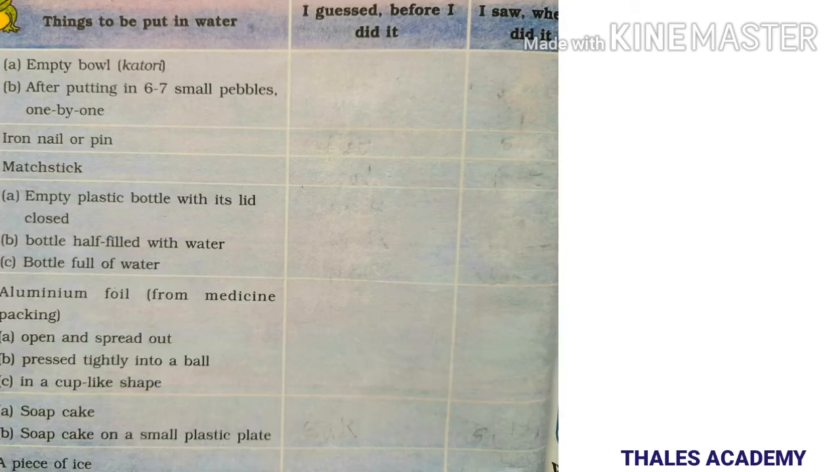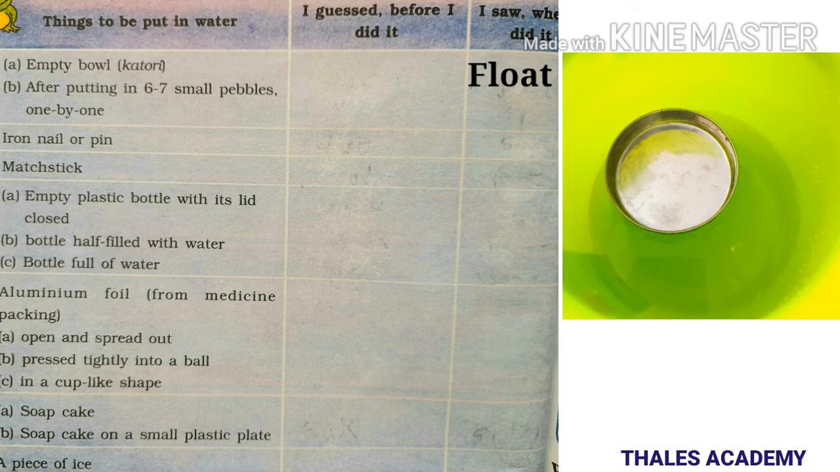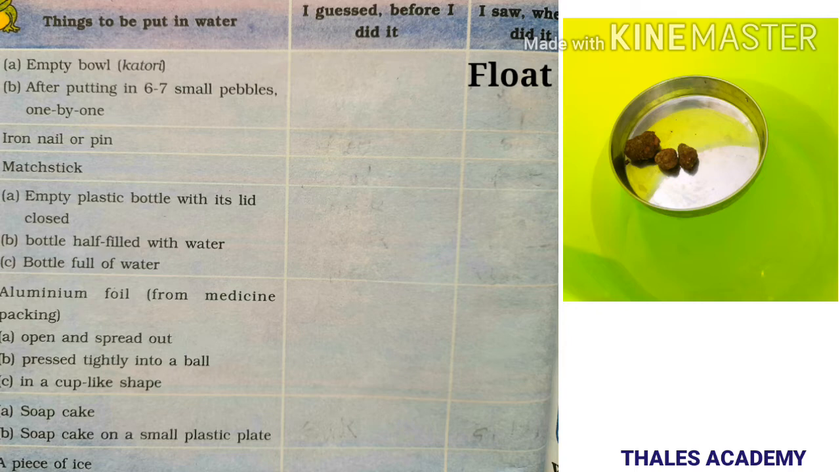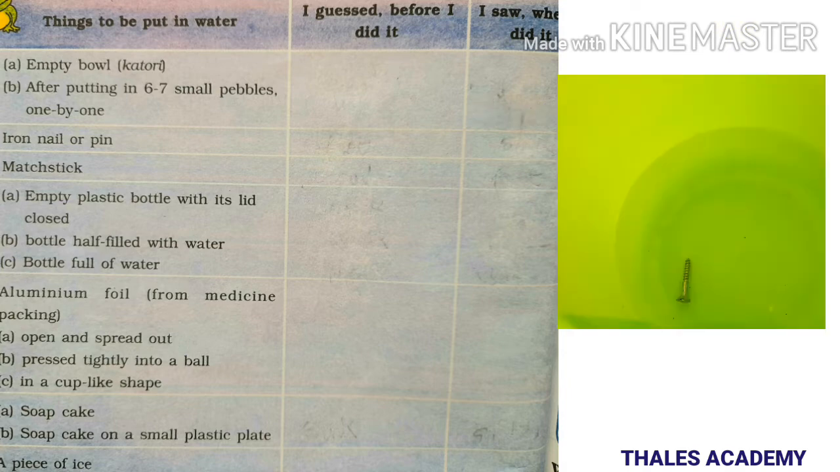Here is an activity in which we have to mark the things that float and that sink. Things to be put in water: empty bowl or katori. Float. After putting 6-7 small pebbles one by one. I guessed before I did it, sink, but float. Iron nail or pin. Float. I saw when I did it, it sink.